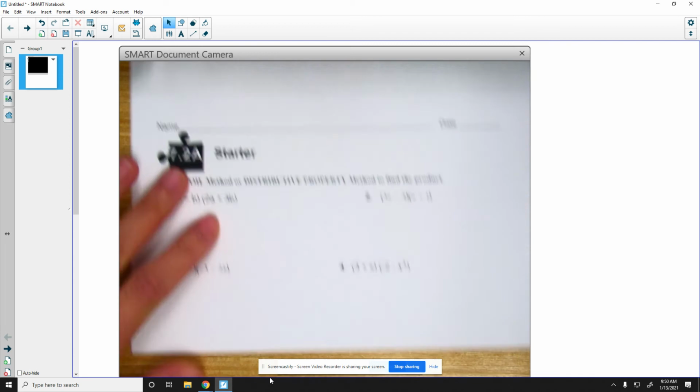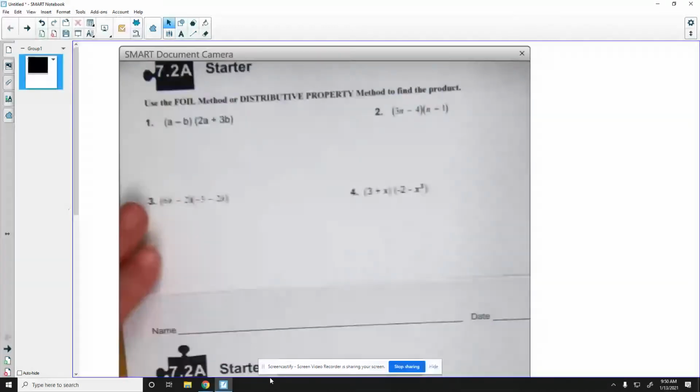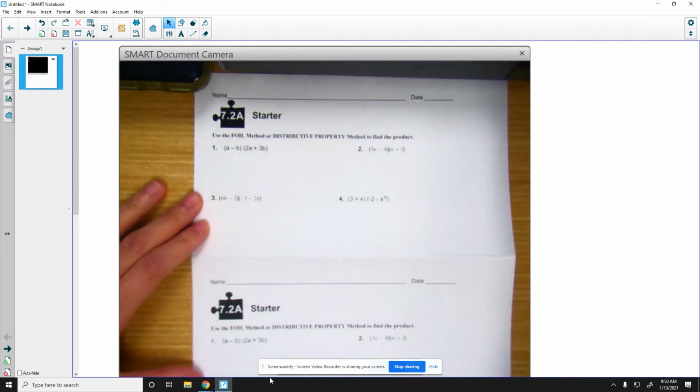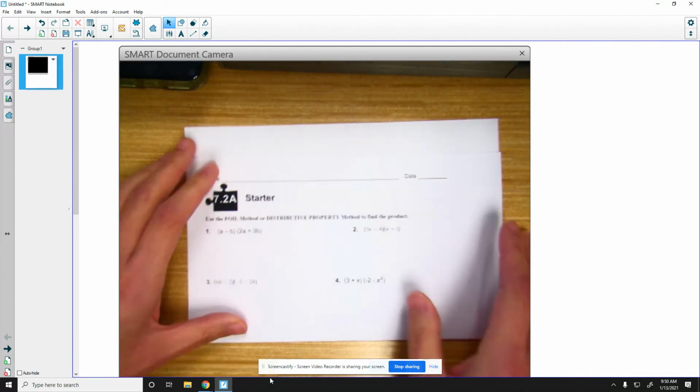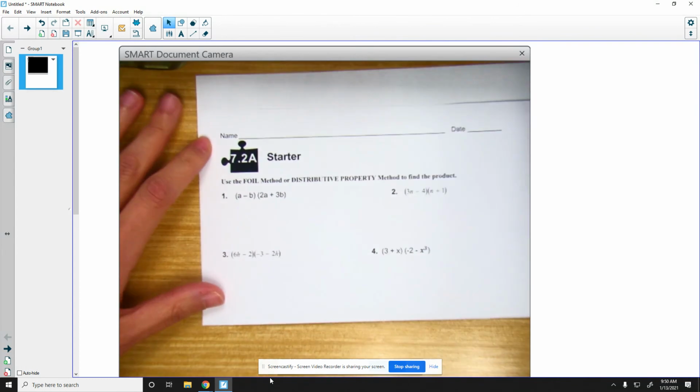All right, so we are now moving on. So your starter looks like this, right? Sorry, I forgot to cut them. So all you really have to do if you really want to is just fold it in half. We're only going to do 4 problems and they're the same. So choose the top half, the bottom half, whatever you want to do.